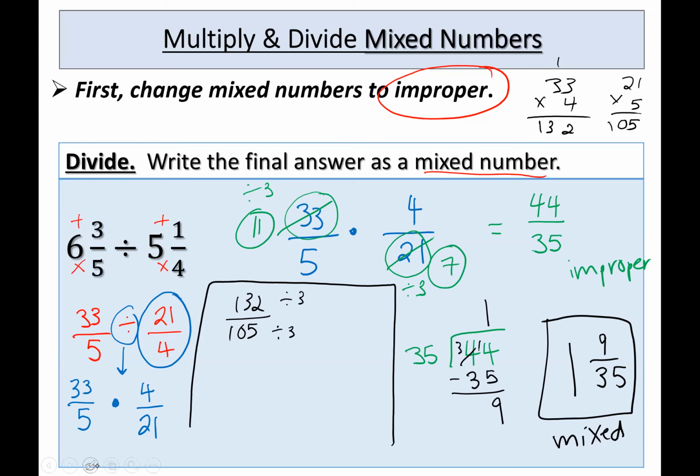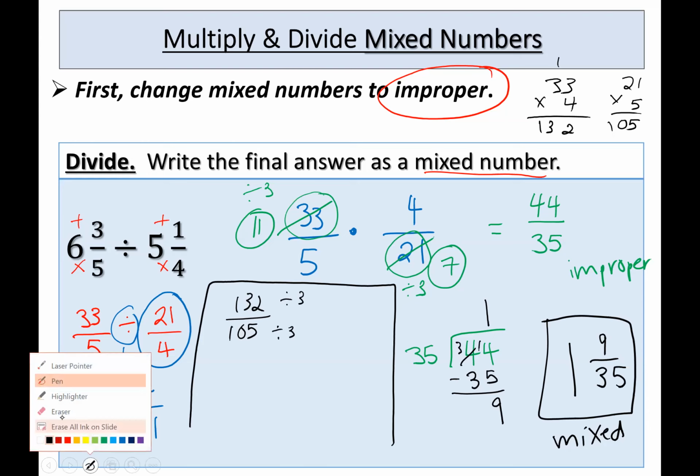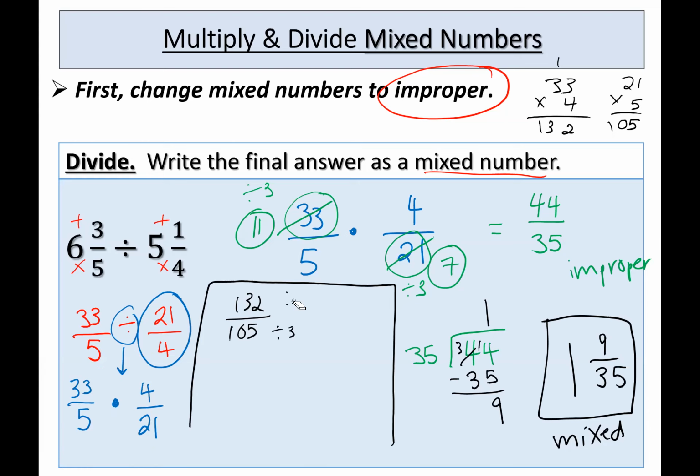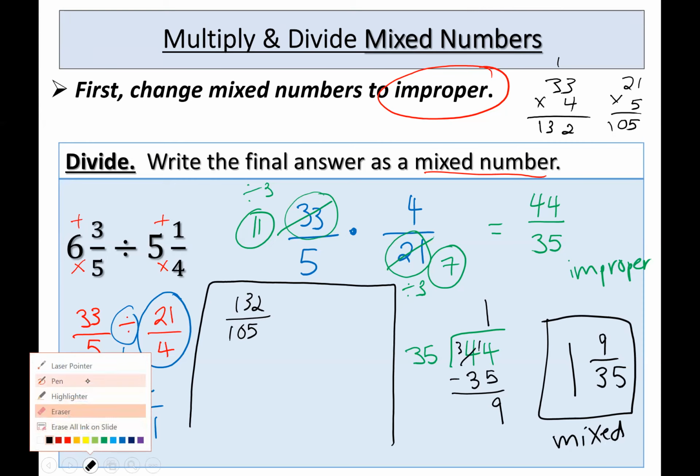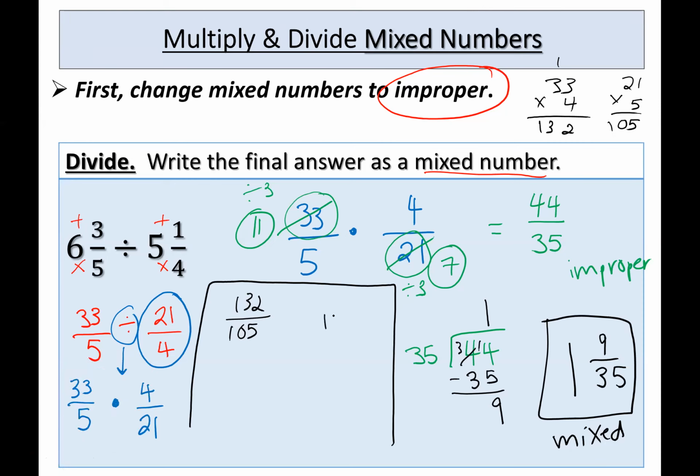Maybe here, let's do this. If you didn't realize that you could reduce, let's see what would happen. And maybe let's see what would happen if we just changed it to a mixed number right here. So 132 divided by 105 goes in one time. We would subtract. So we would get, let's see, 1 and 27 over 105.